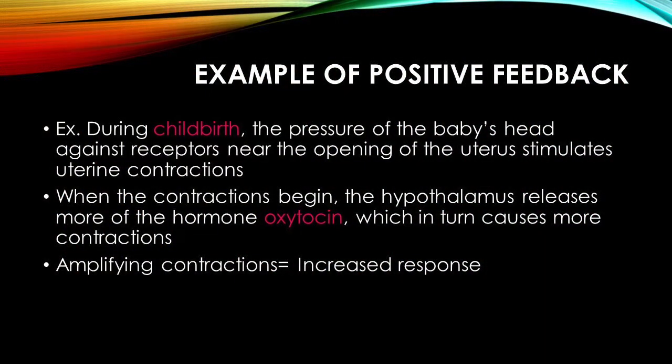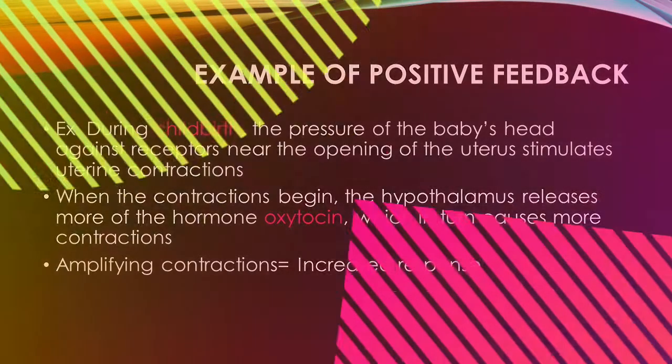Here's another great example of positive feedback. During childbirth, the pressure of the baby's head against receptors in the uterus stimulates contractions. A chemical, oxytocin, gets released, which in turn causes more contractions. These amplified contractions are examples of an increased response. Remember, positive feedback increases change away from a set point.